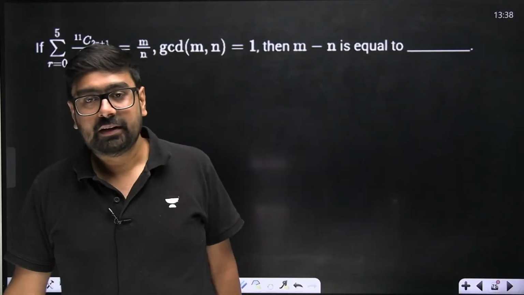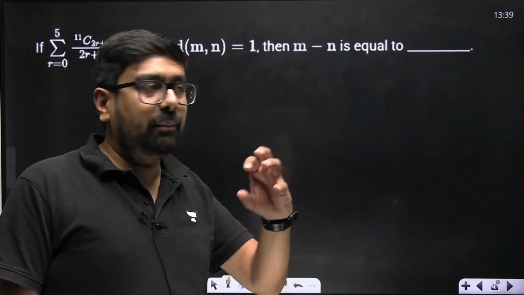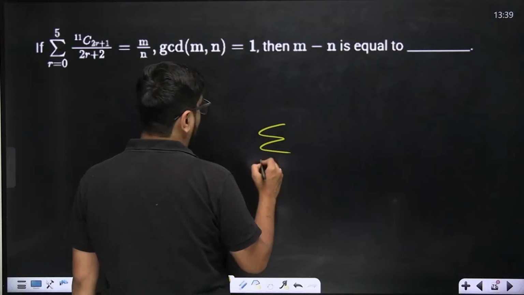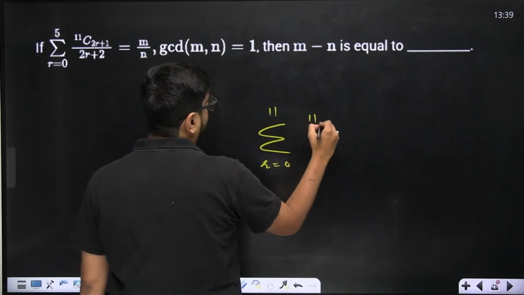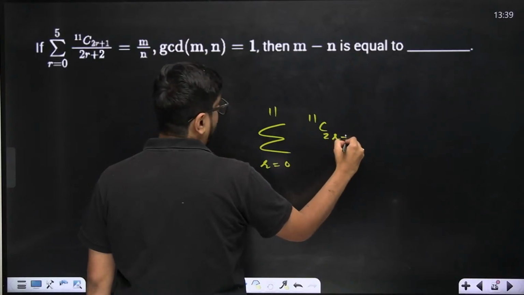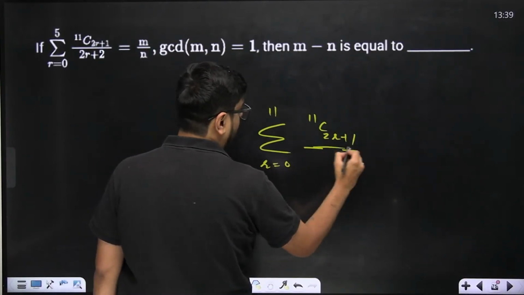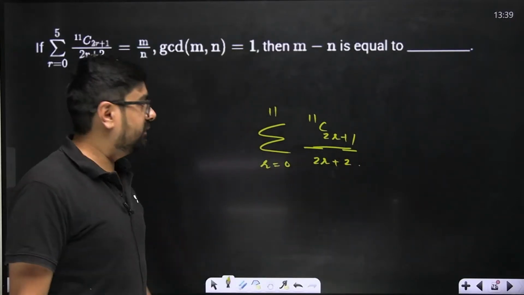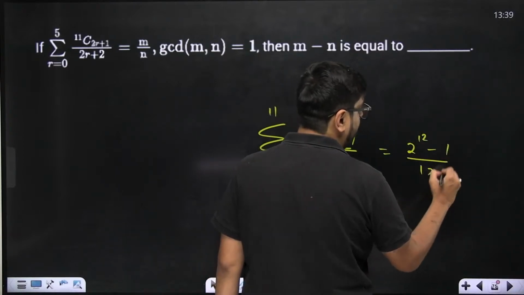This question is very tricky, and it is repeated 3-4 times. Generally they give you a question like this: the summation from r equal to 0 to 11 of 11C(2r+1) divided by (2r+2). If this was the question, we could give the answer very easily: (2 to the power 12 minus 1) by 12. This will be the answer.